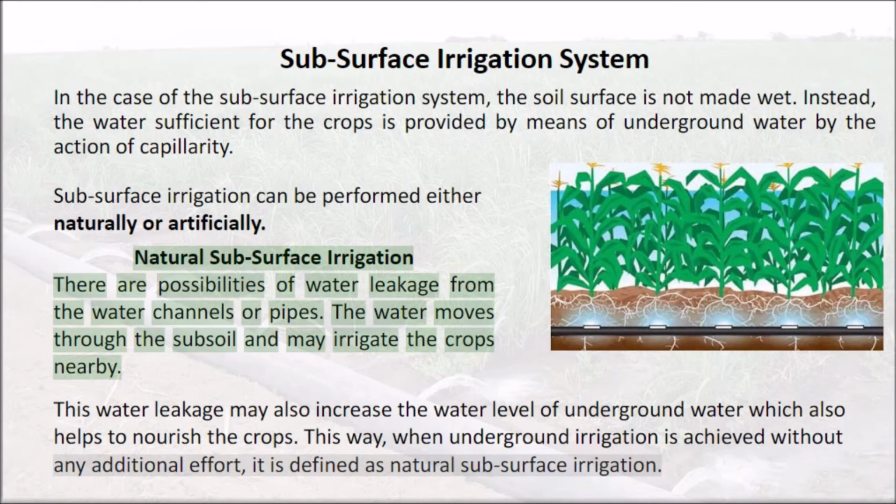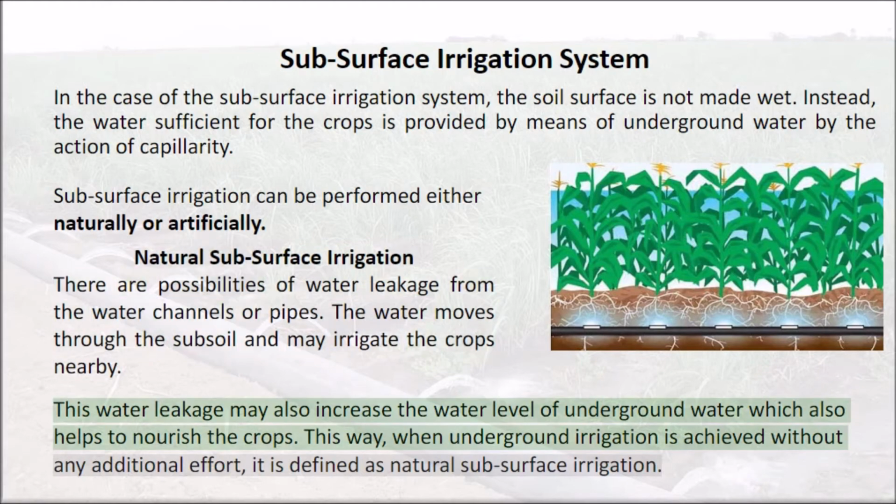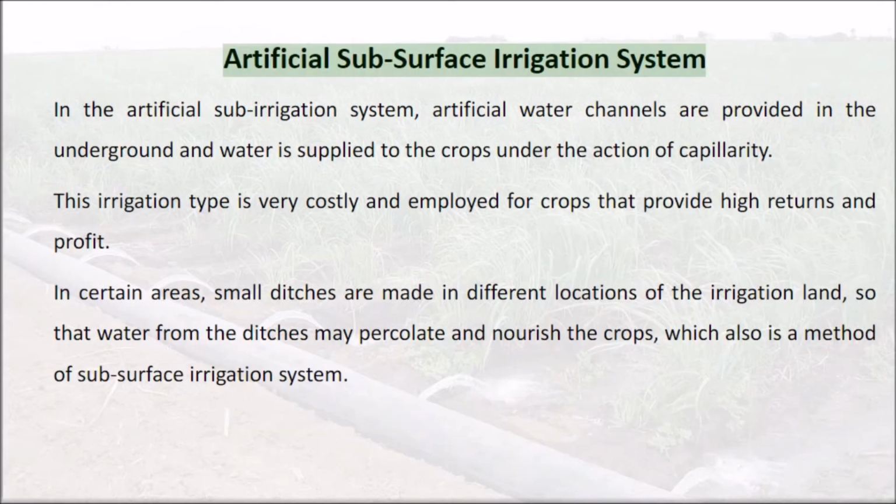Natural subsurface irrigation: there are possibilities of water leakage from the water channels or pipes. The water moves through the subsoil and may irrigate the crops nearby. This water leakage may also increase the water level of underground water, which also helps to nourish the crops. This way, underground irrigation is achieved without artificial means.